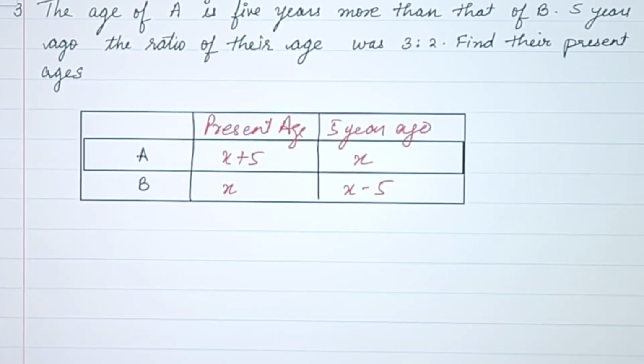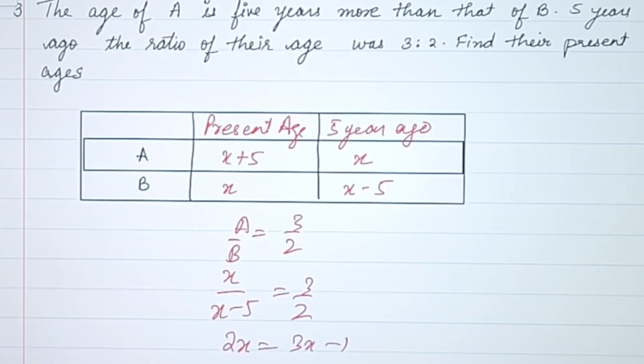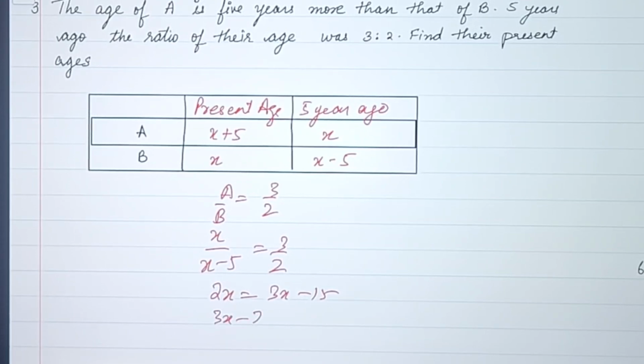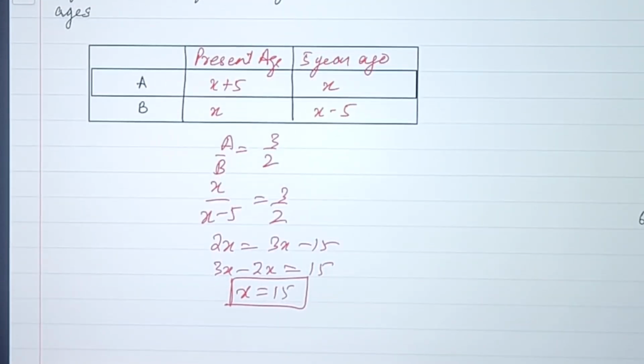So the ratio is going to be 3:2. A upon B, the ratio is 3:2. So A's age x plus 5 upon x minus 5 is equal to 3/2. 2x plus 10 is equal to 3x minus 15. So 3x minus 2x is equal to 15. X is equal to 15. This is the age of B, and age of A is 20. B's age is 15 years and A's age will be 20 years.